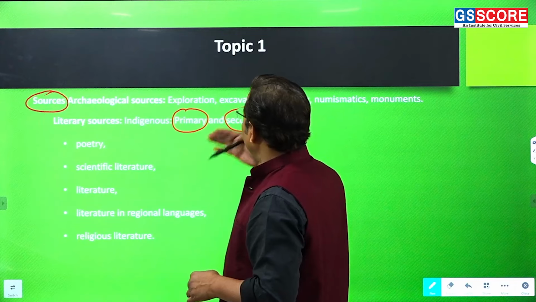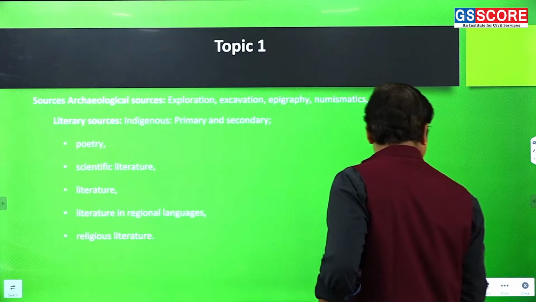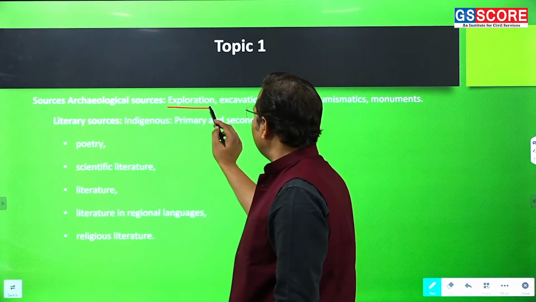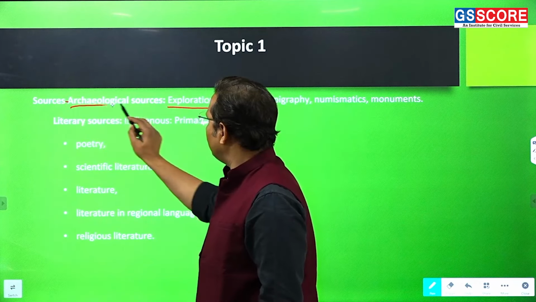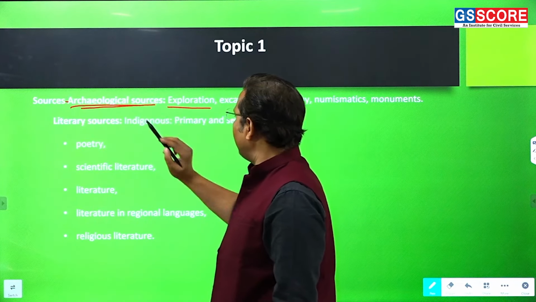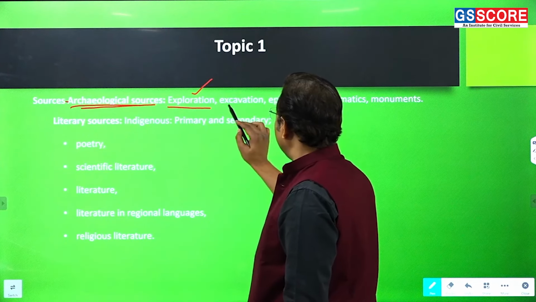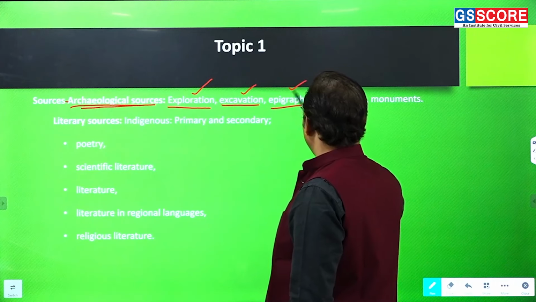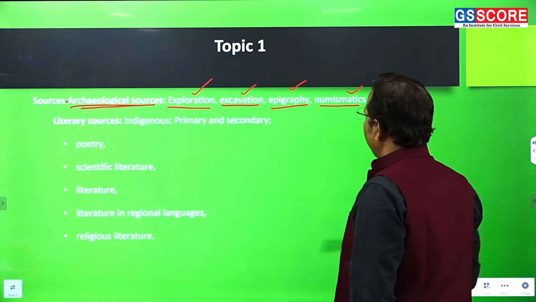So if we see how the syllabus is being given to you, first of all, in the syllabus they have mentioned first the exploration. So sources, and then it comes to the archaeological sources. So this is one category, fine. And within this archaeological sources, they have given exploration, then they have included excavation, right? Then they have included epigraphy, then numismatics and monuments.